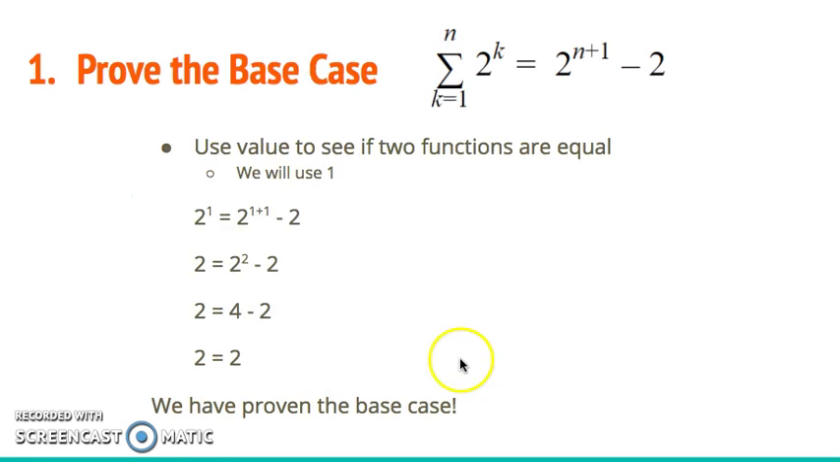So first, let's prove the base case. Here at the top, we have our solution. For the base case, you have to pick a value to see if the two sides are equal. In this case, we're going to use 1. It's a very easy value. So right here, we've plugged in the values for this equation. 2 to the 1 equals 2 to the 1 plus 1 minus 2. As we go down, we simplify the equation more and more. So 2 equals 2 squared minus 2, then 2 equals 4 minus 2, and 2 equals 2. So now that we've proven the base case, we can move on to the next step.